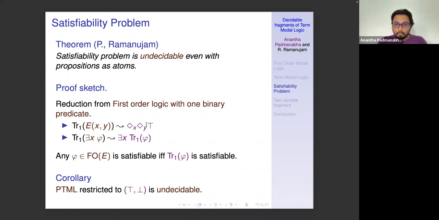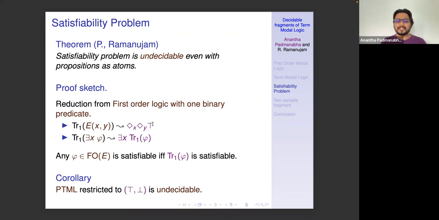Note that from the corollary of this translation, we only used top, which is a very special proposition, which is true at all worlds, right? As soon as we have that itself, the logic becomes undecidable. So this is a very restricted setting, and already there it becomes undecidable.